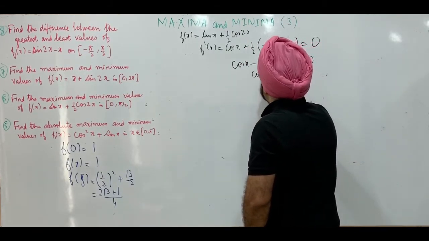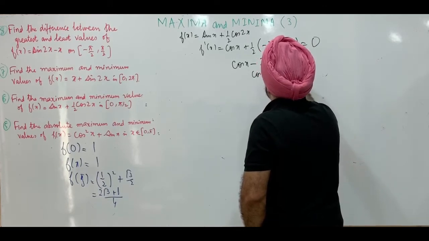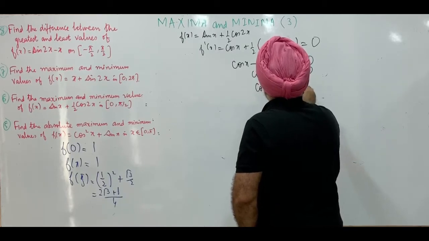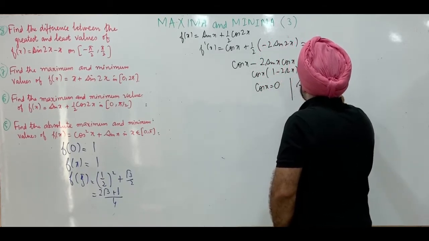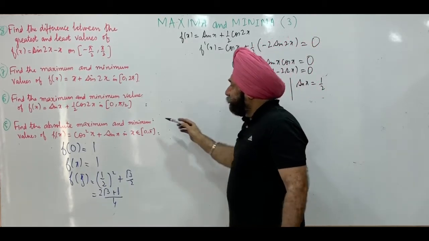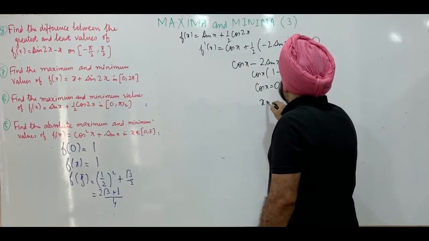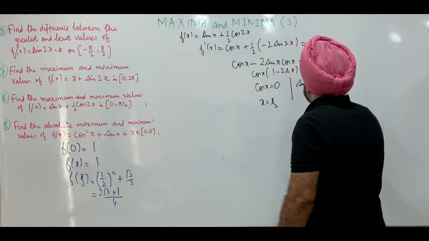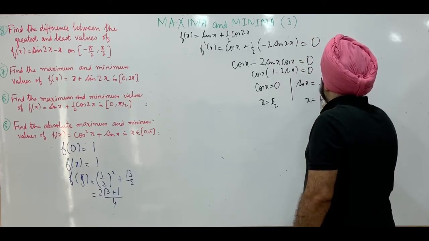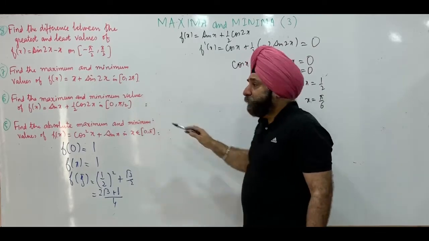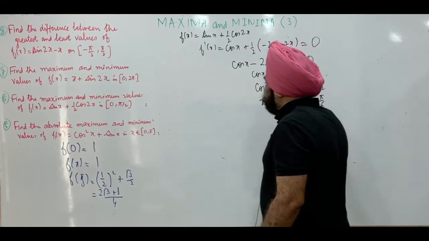Taking cos of x common, we get cos x times (1 minus sine x) equal to 0. Hmm, this means cos of x is 0 or sine of x is 1 by 2. And in the first quadrant, cos of x is 0 when x is pi by 2. Sine of x is half when x is pi by 6. So this critical point coincides with the end value, and this lies in this interval.